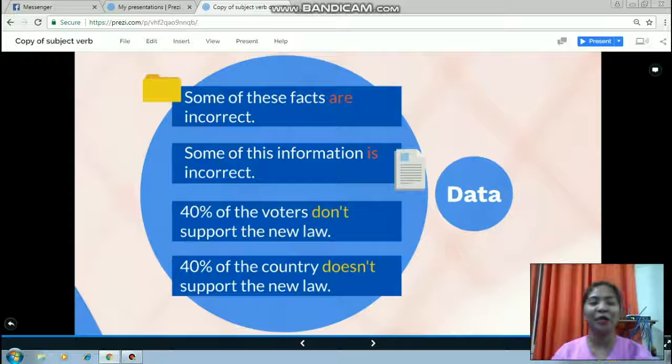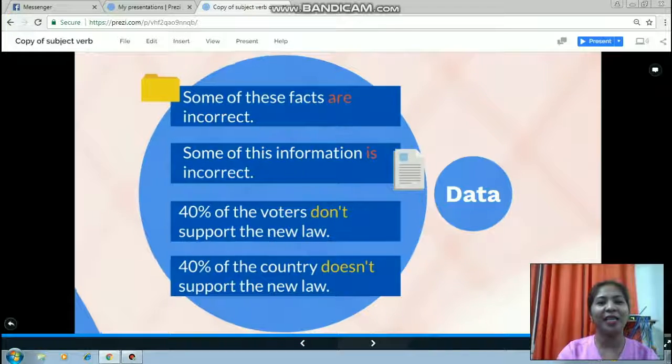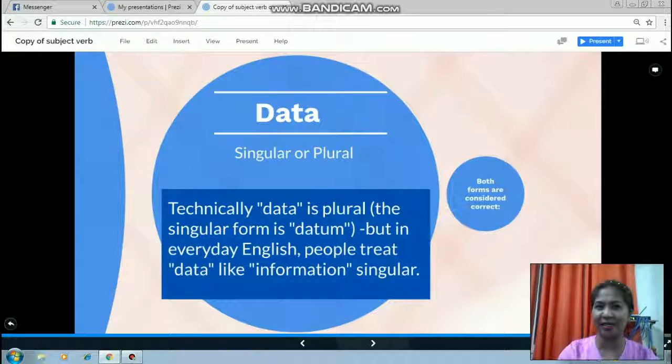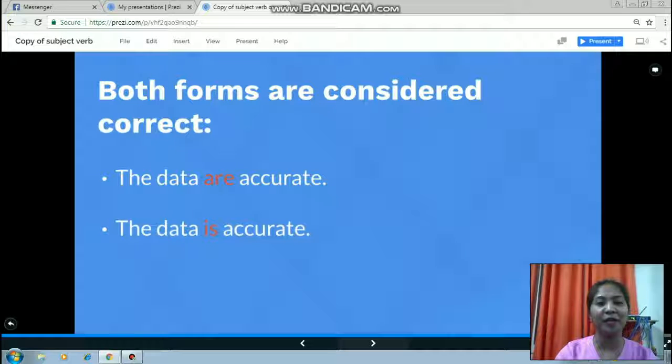And the last one, 40% of the country doesn't support the new law. 40% of the country. Country is singular, that is why we use the verb doesn't. Next one, we have the word data. Is it singular or plural? Technically, data is plural. The singular form is datum. But in everyday English, people treat data like information. That is why we also consider this as singular. So both forms are considered correct. The data are accurate. The data is accurate.